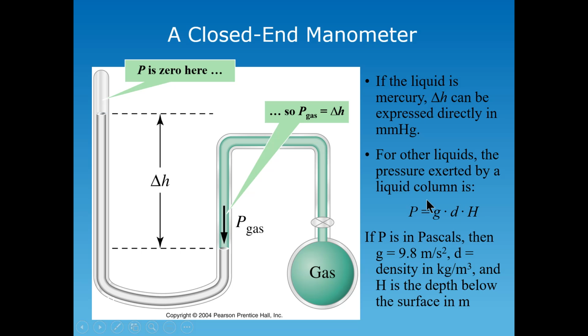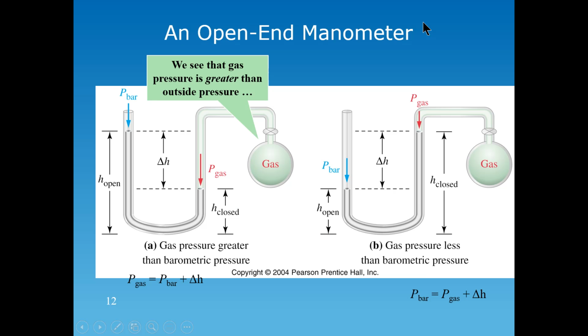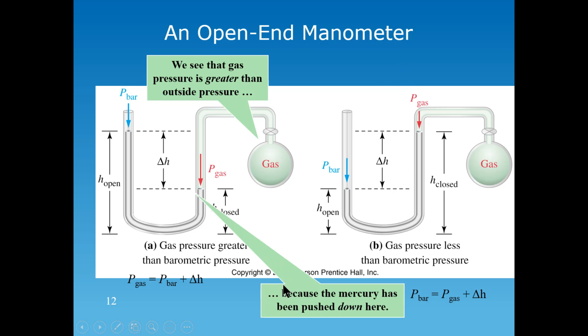Okay, so that's a closed-end manometer, but you can also have another type of manometer known as the open-end manometer, which, as the name suggests, has one end open like this to the atmosphere.